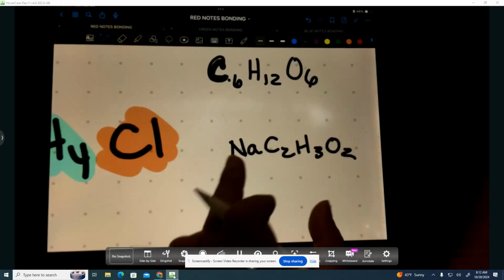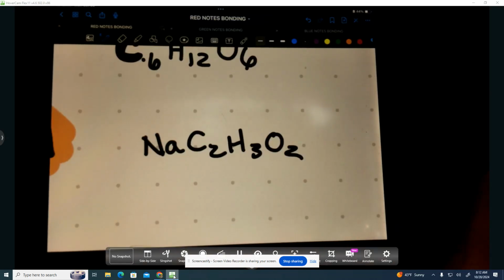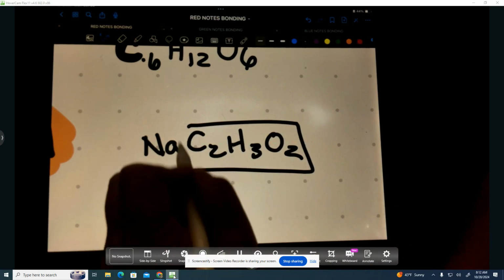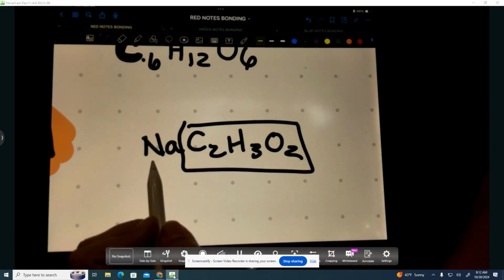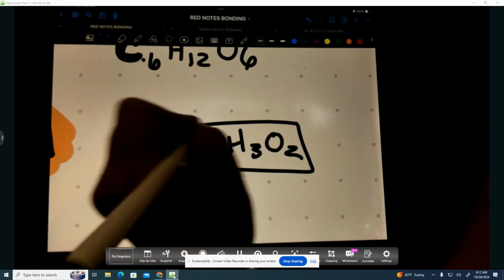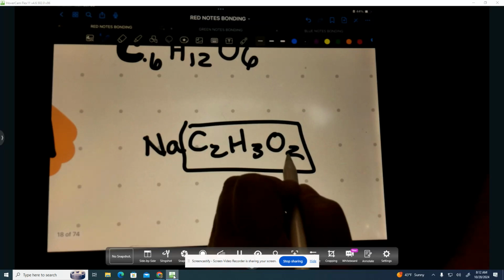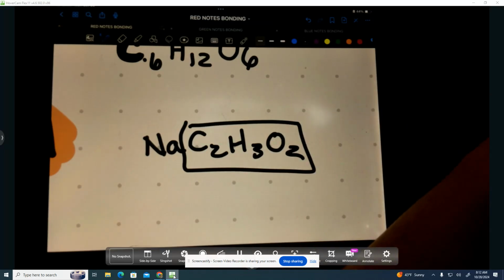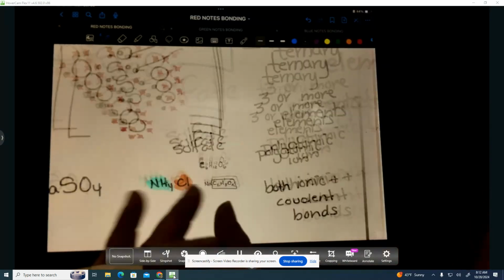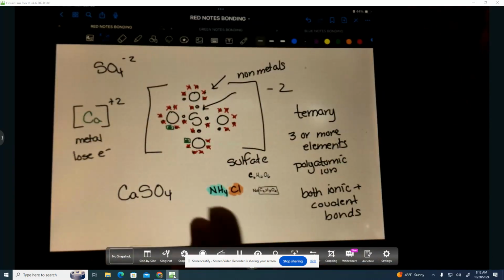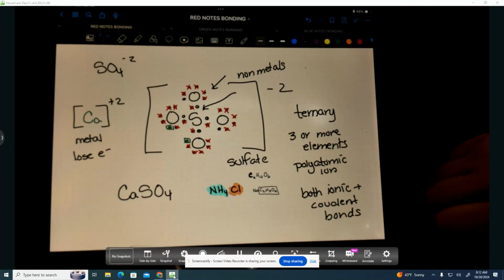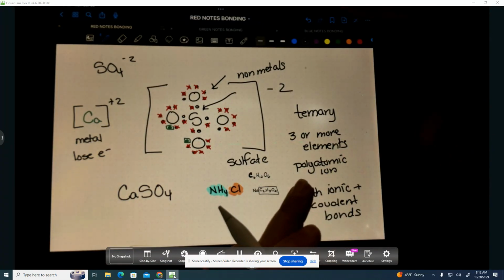NaC2H3O2. Yes, it has both. You've got your acetate ion. We played Yahtzee, right, with our polyatomic ions. That's the acetate ion. The ionic bond is between the Na and the acetate, and inside the acetate are covalent bonds. Okay? And again, there's stuff you don't know, so I'm kind of trying to explain it without giving you so much that your head is spinning. Okay? So let's just recap.